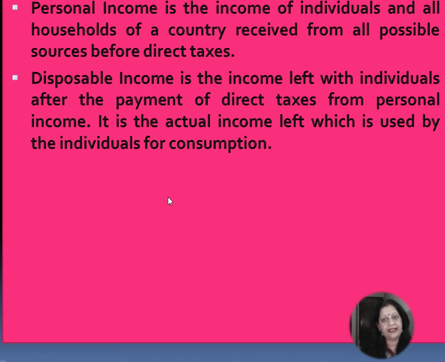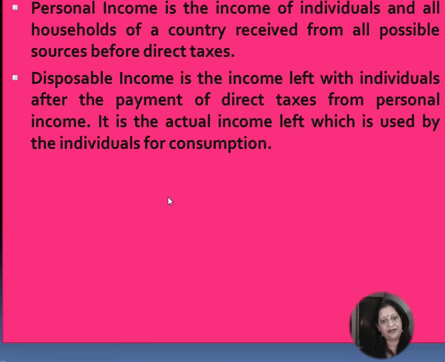Personal income is the income of individuals and all households of a country received from all possible sources before direct taxes. Disposable income is the income left with individuals after the payment of direct taxes from personal income. It is the actual income left which is used by the individual for consumption.